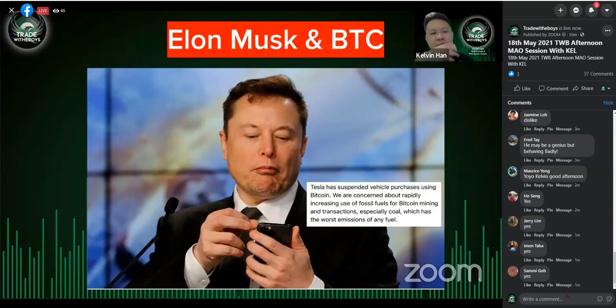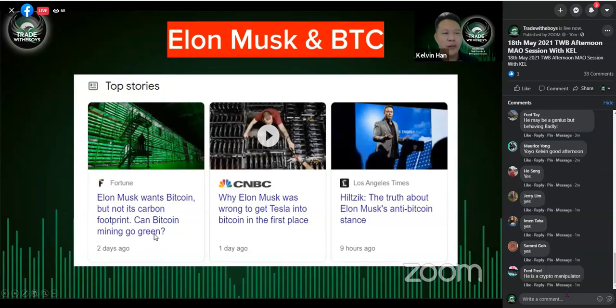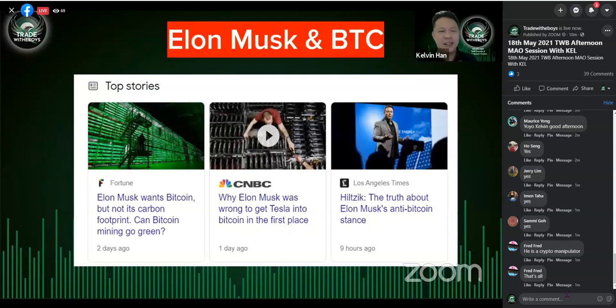Now you look on the news. Everywhere is about Elon Musk. Elon Musk wants Bitcoin, but not its carbon footprint. Can Bitcoin mining go green? I think it's going to be a long, long way to go. Why Elon Musk was wrong to get Tesla into Bitcoin in the first place? Now everybody says this, that, everything. It's always like that. And now some people are even telling you the truth of Elon Musk's anti-Bitcoin stance. There are a lot of videos ongoing right now. Basically, everybody has their own view. Of course, they're calling him a manipulator, telling people that he's trying to pump and dump, that he made a lot of money off this, yada yada yada.